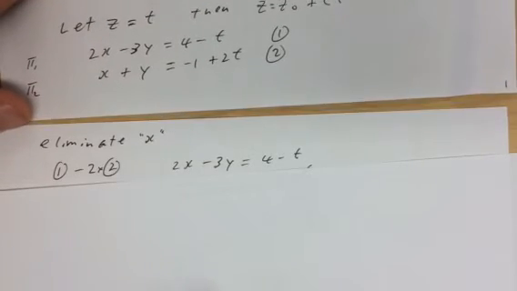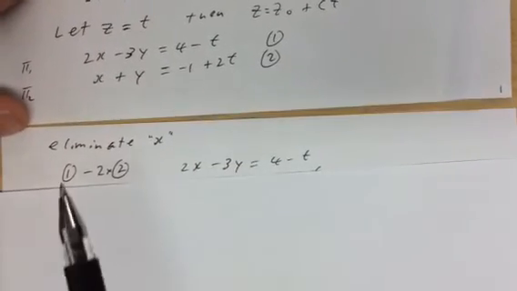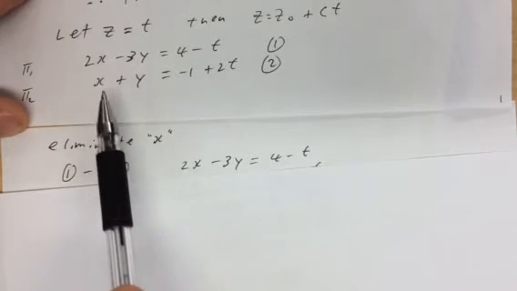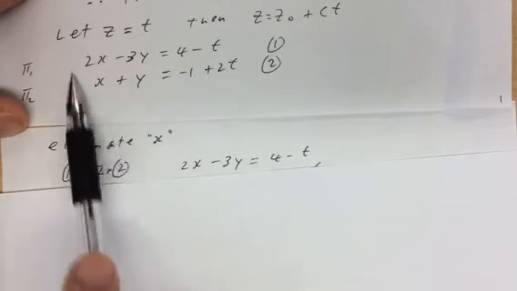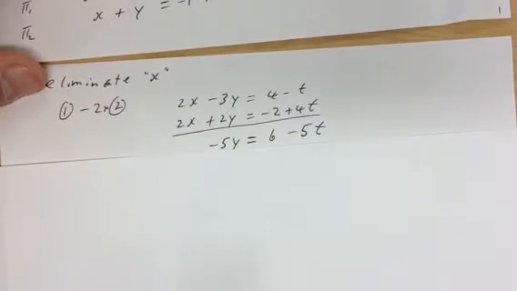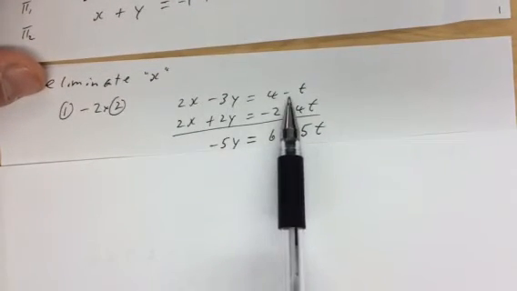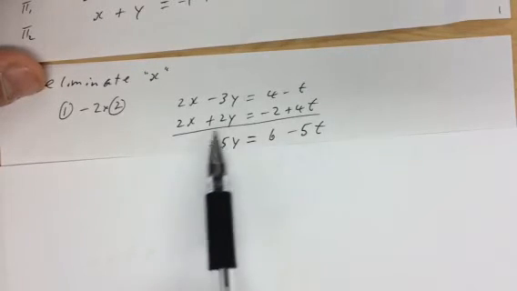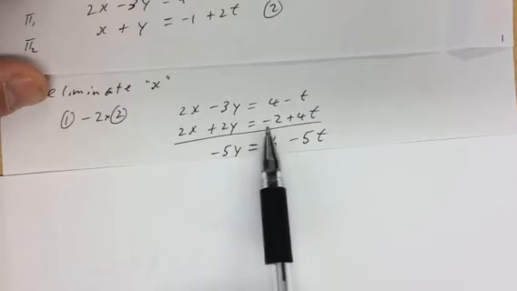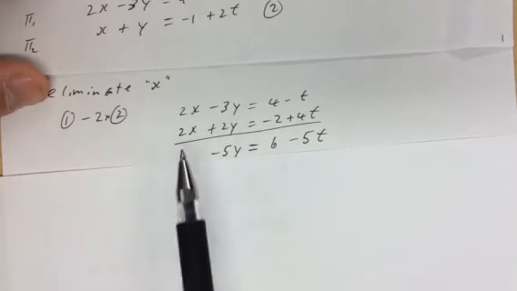If we take equation 1, and 2 times equation 2, and go equation 1 minus 2 times equation 2, we'll eliminate the x. That's what I'm doing here. So there's equation 1, and there's 2 times equation 2, and now I'm going to subtract. So the x's go away.